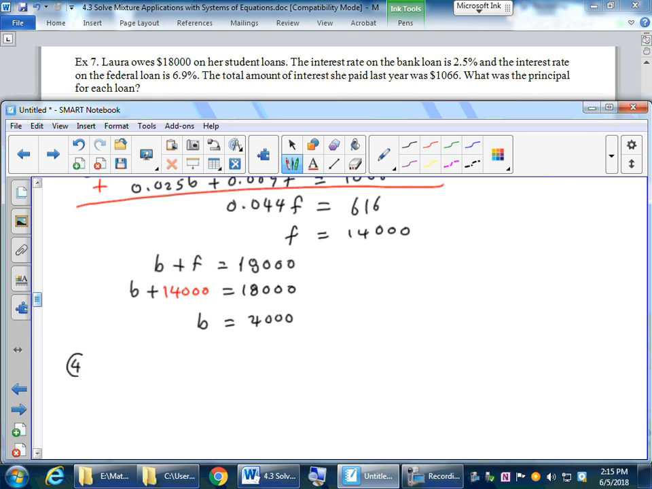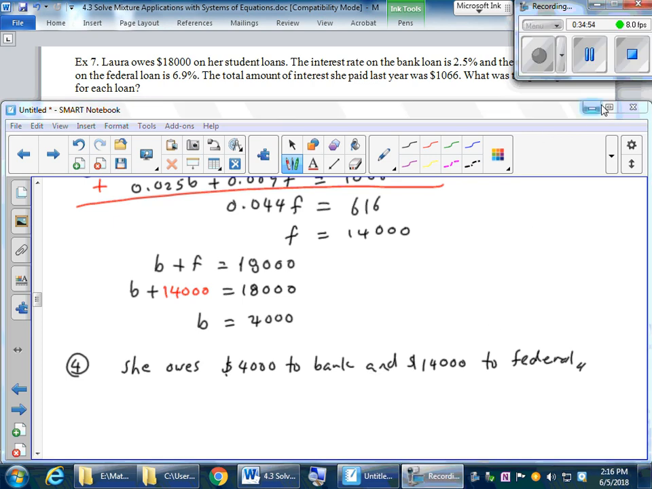Finally, we can interpret it. What is the principal of each loan she owes, right? 4,000 to the bank and $14,000 to the federal. And that will be my final answer for this example. And this will be the end of the section.